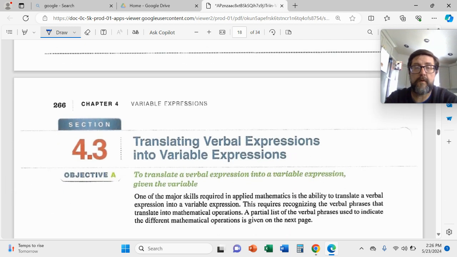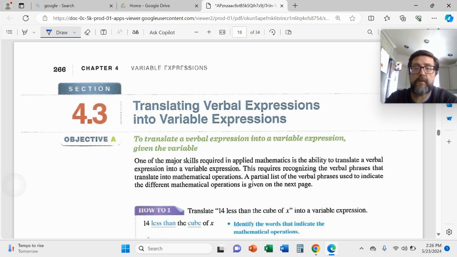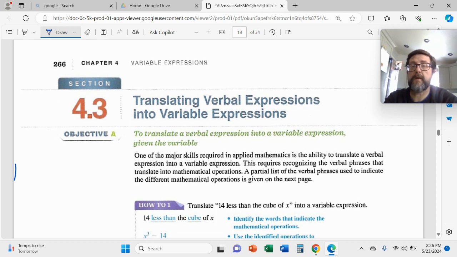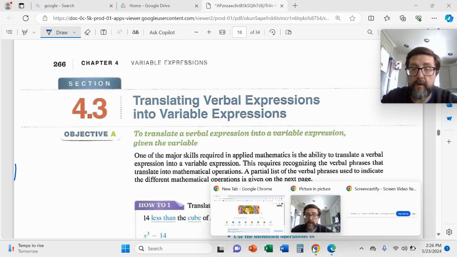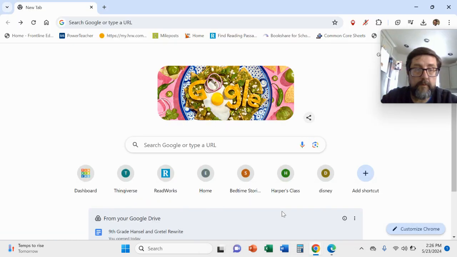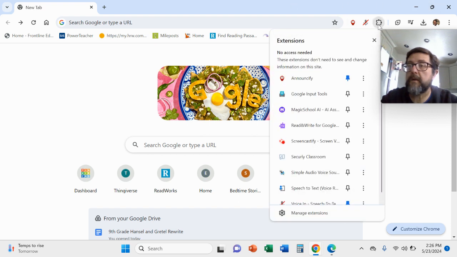Okay, now we're on to 4.3, translating verbal expressions into variable expressions. This should be fun. Okay, guys, I am going to let you guys go for a while. I will be back.